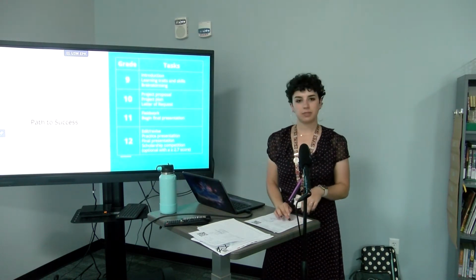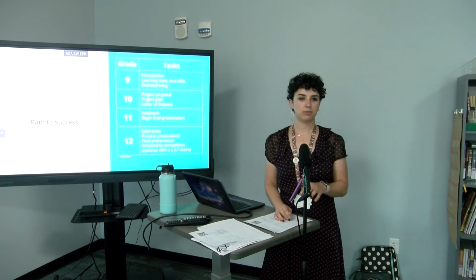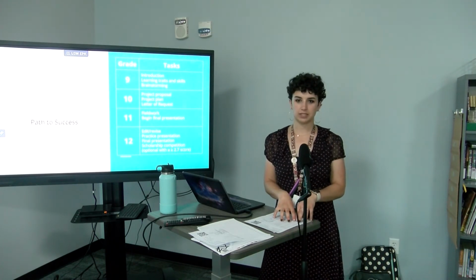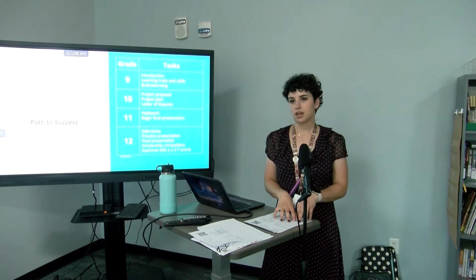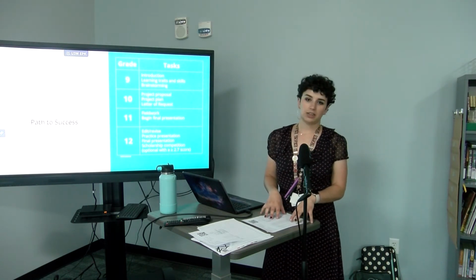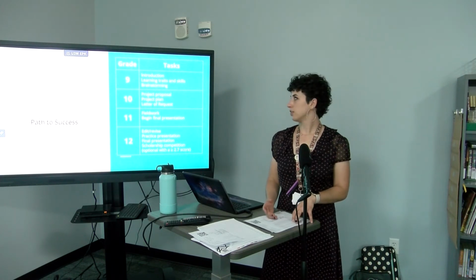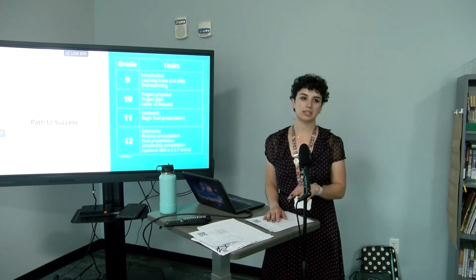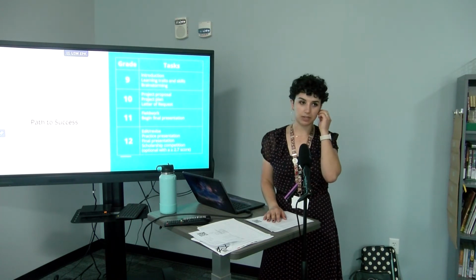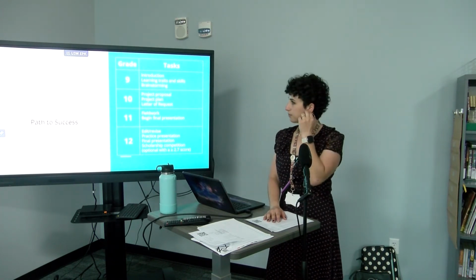So here's the scope and sequence, just especially for our new people, so you can kind of see how it works. Students do not have to follow this scope and sequence. They can move faster, and everything is available to them through the website. But in general, in 9th grade, they get introduced to Capstone, they learn the traits and skills, and they begin brainstorming. And that only happens 2nd semester of freshman year. They don't do anything first semester, really.